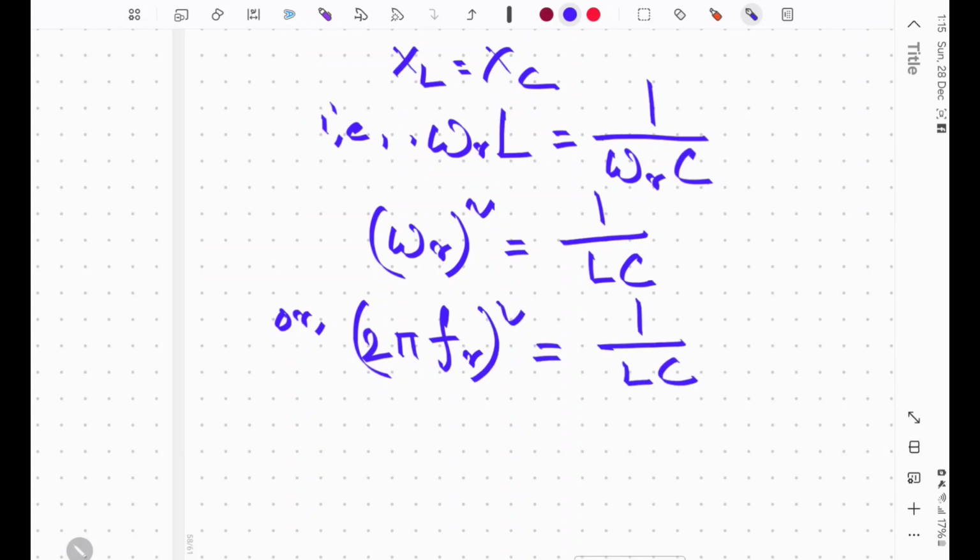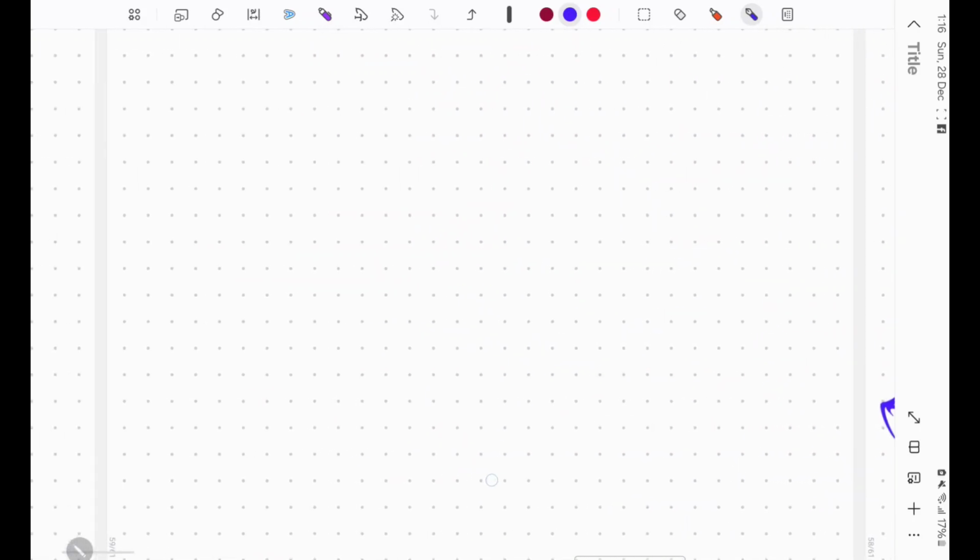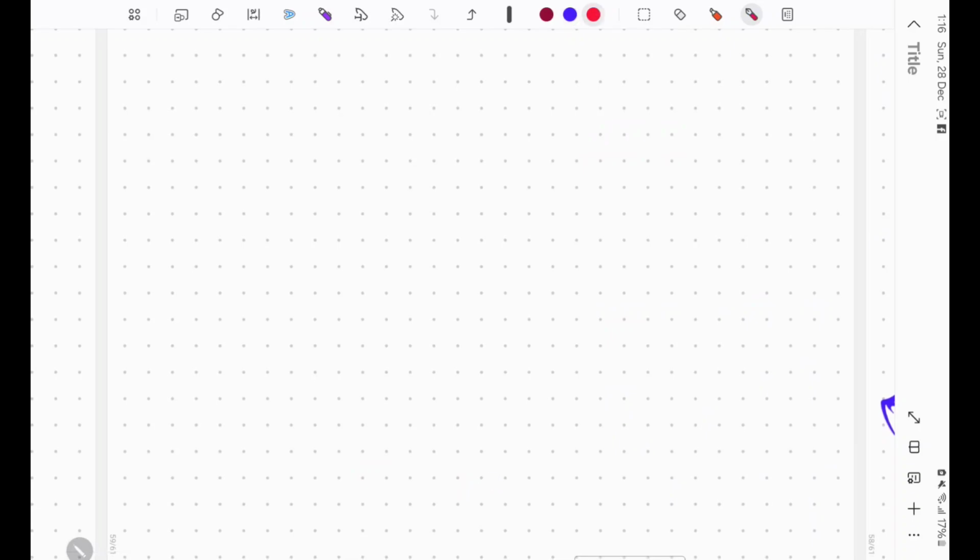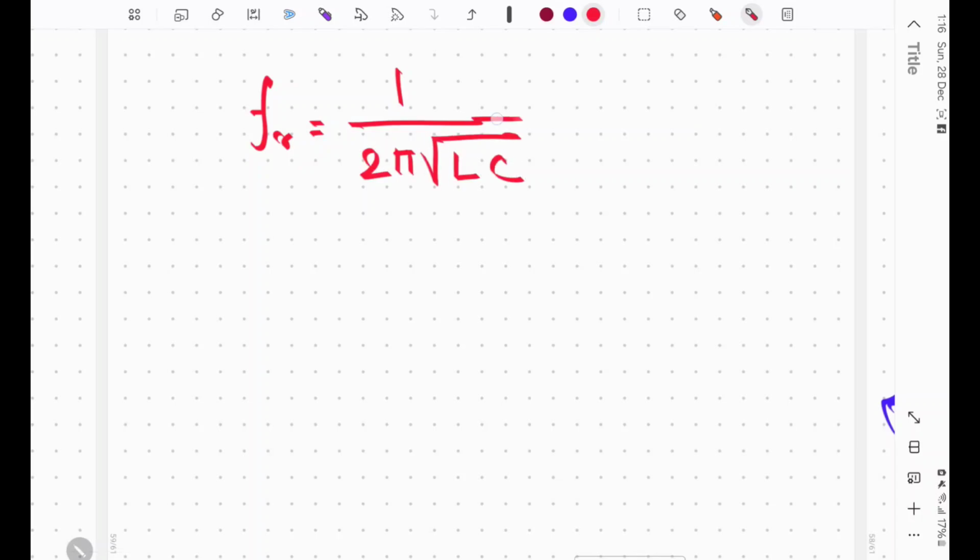Now from this, if we remove the square, in that case 2 pi f is equal to 1 by root over LC. So that is 1 by 2 pi root over LC. Now again we can write f r is equal to 1 by 2 pi root over LC.